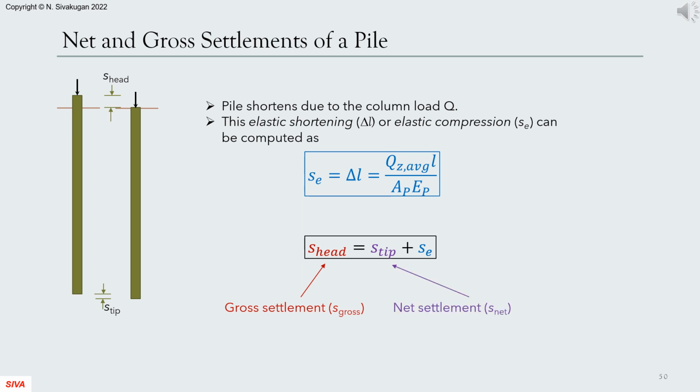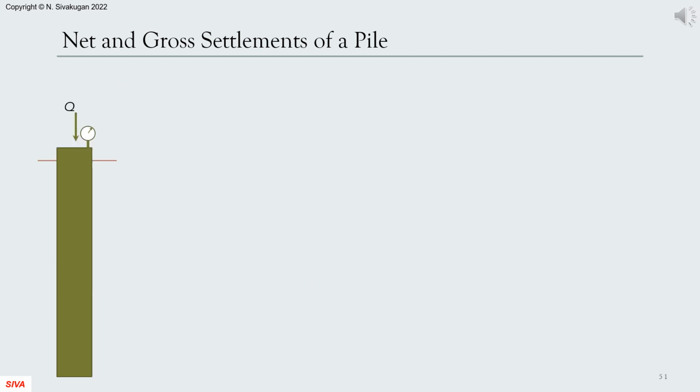Since the pile itself shortens due to the load it carries, the settlement of the head is greater than that of the tip. The head settlement is the gross settlement, which is what we measure on top of the pile head. The tip settlement is the net settlement, derived from the gross by subtracting the elastic shortening of the pile.